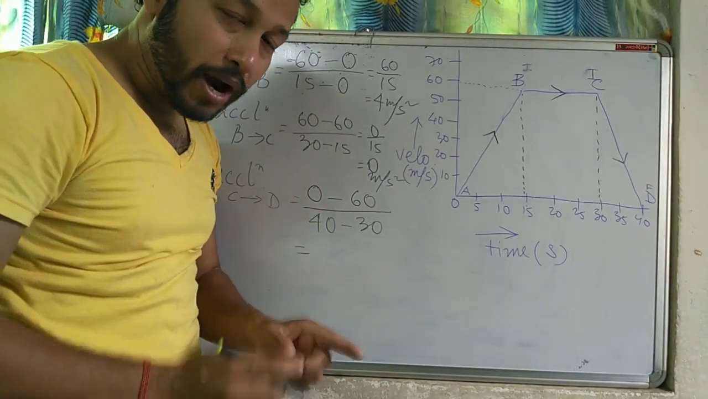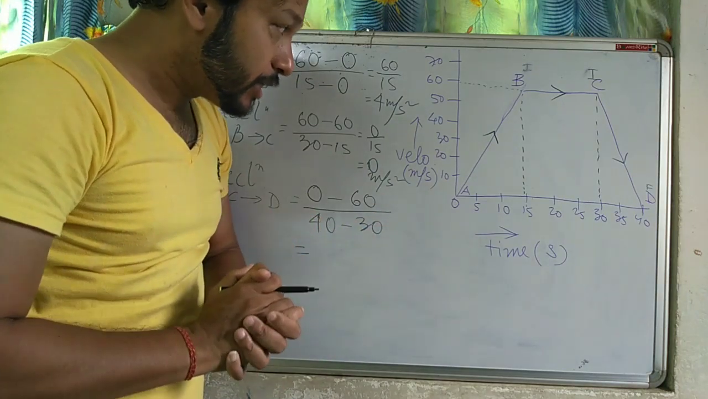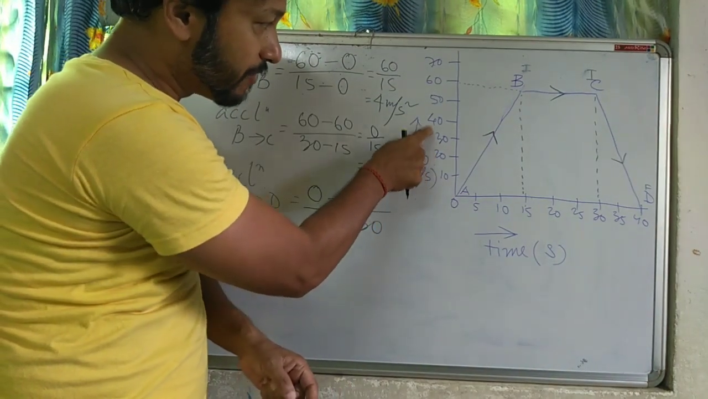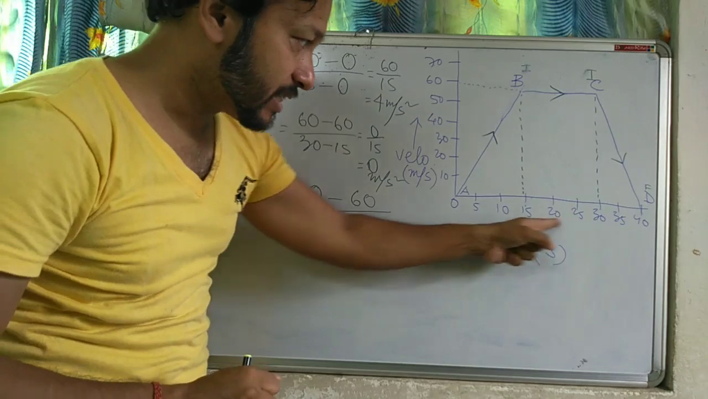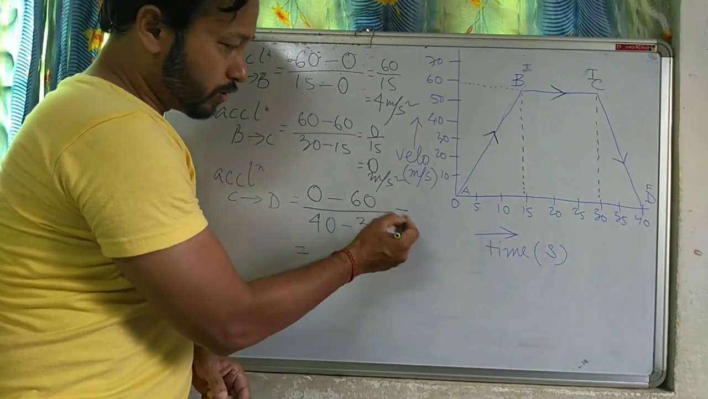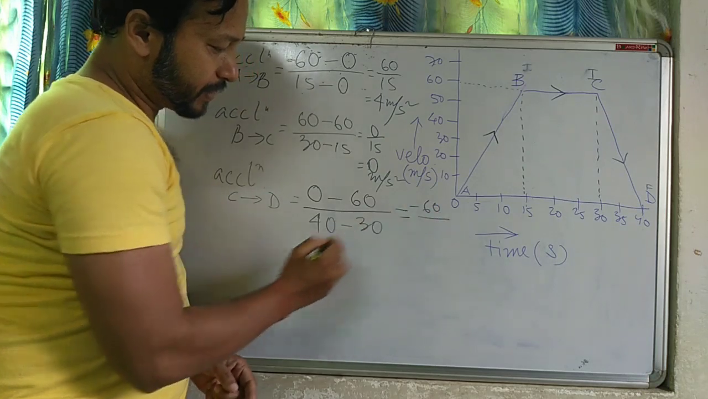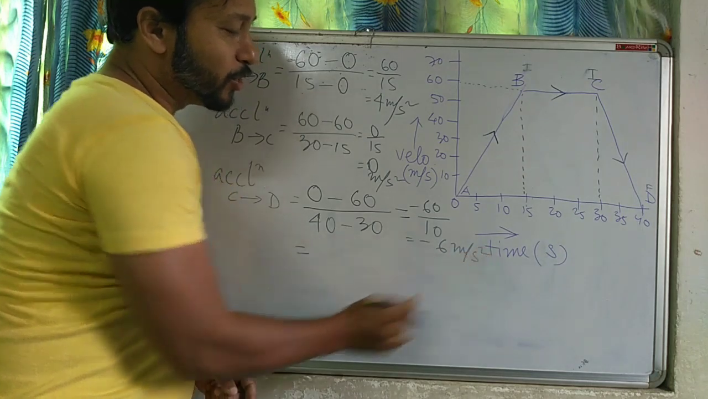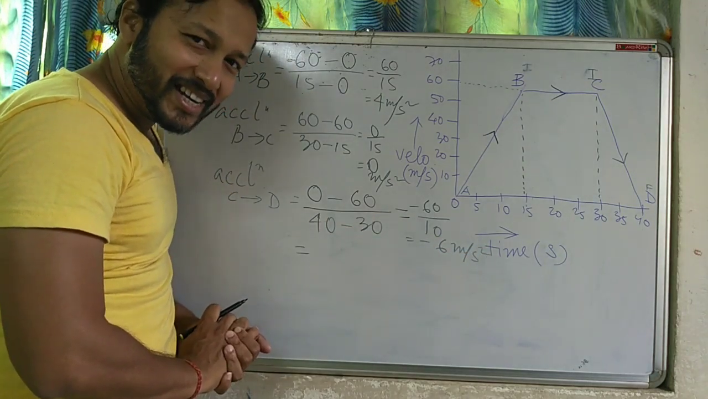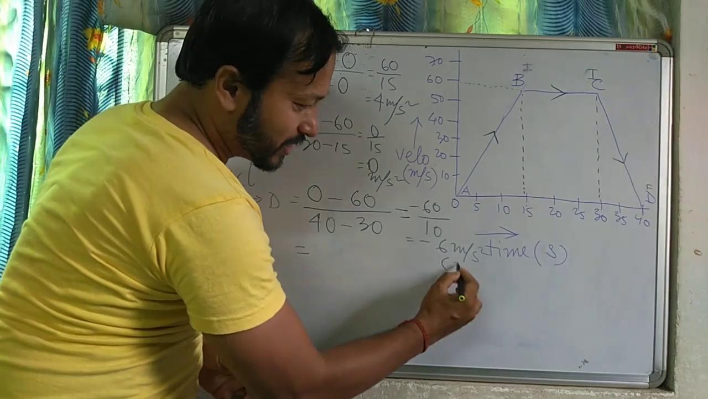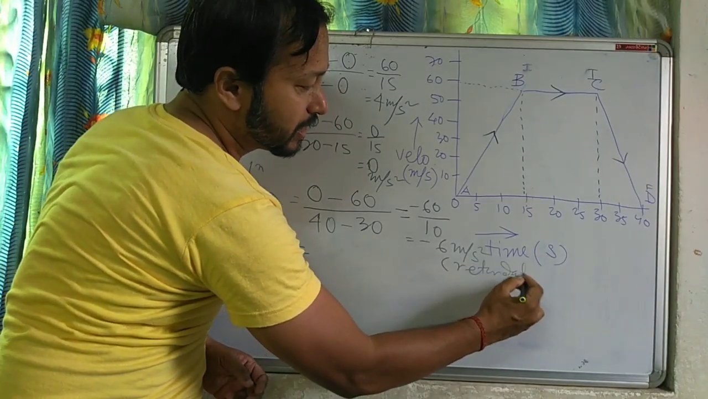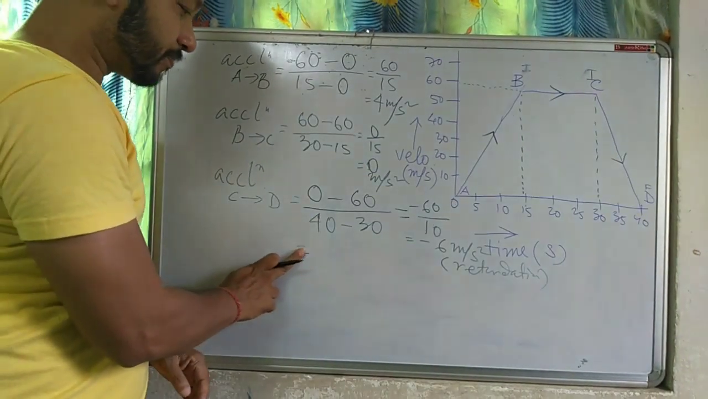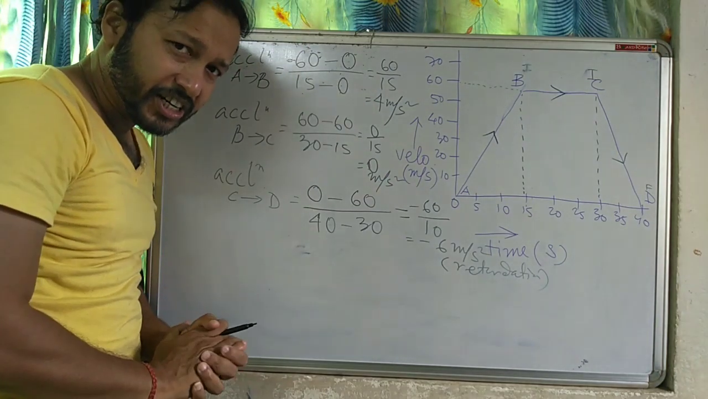So don't be confused while taking out the data for your velocity and time, because this is the axis which is representing all the velocities and this is the time axis. Now 0 minus 60 is minus 60, 40 minus 30, 10, that is minus 6 meter per second square. So is it acceleration? No, it is retardation, because the velocity of the object is decreasing. Done. So we have taken out all the acceleration and retardation.